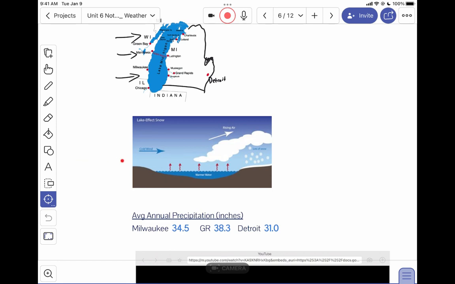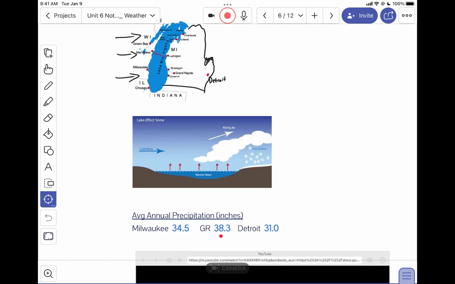So the west wind comes, goes over Milwaukee, and as that cold air moves over Lake Michigan, the water stays warmer because it has a high specific heat, and that causes some evaporation into this dry, cold air. Then that air rises as it's getting warmer from the lake water, and as it rises, it expands. It can't hold that moisture. The moisture condenses, and we get lots of snow, which shows then why Milwaukee has 34.5 inches of snow.